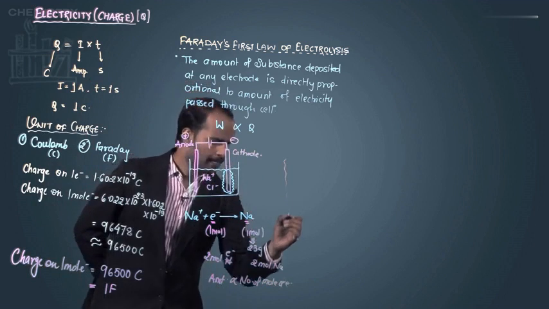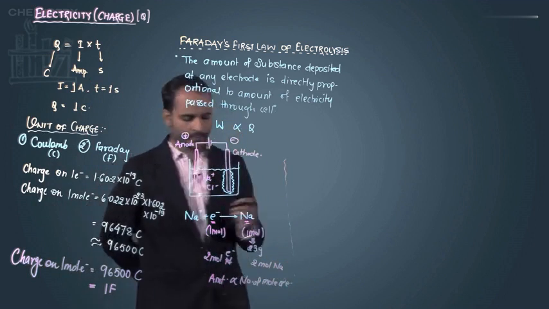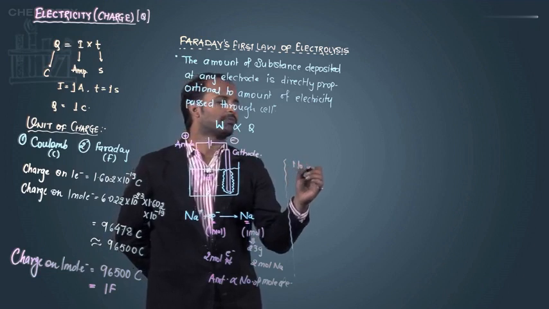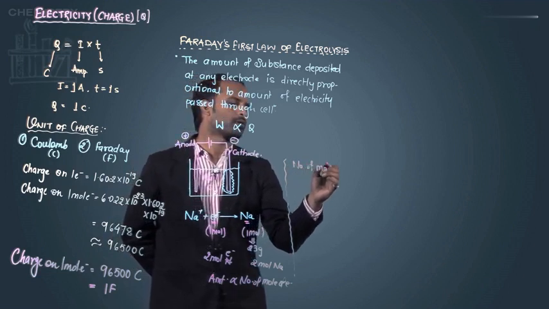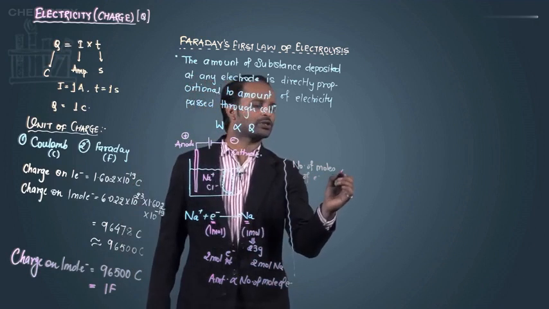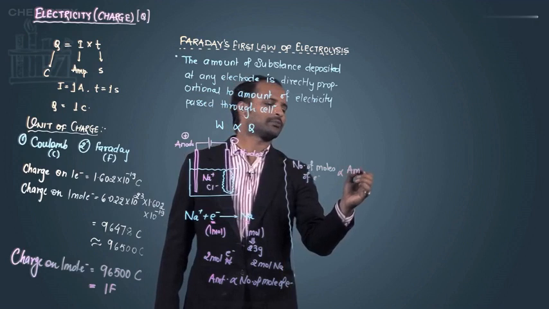Now, how much electron will pass, the number of moles of electrons passed, depends on the amount of electricity.